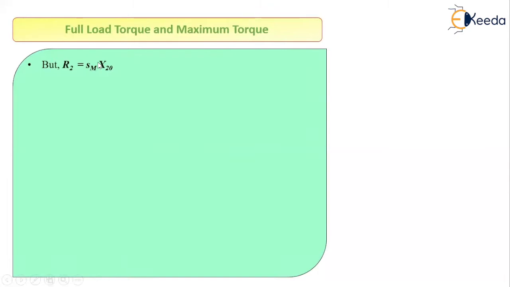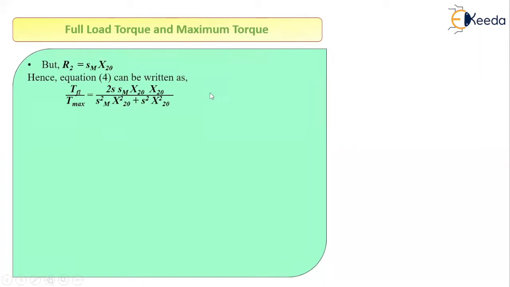But we know that for the maximum torque, if the slip at which maximum torque occurs is Sm, then R2 is equal to Sm into X20. So this is the condition which we have seen in the previous derivation. So our equation 4 can be modified as TFL by Tmax is equal to 2 s Sm X20, so R2 is replaced by Sm into X20, multiplied by X20, divided by Sm square X20 square plus s square X20 square. Now let us rearrange these terms in a better way so we can do certain calculations.